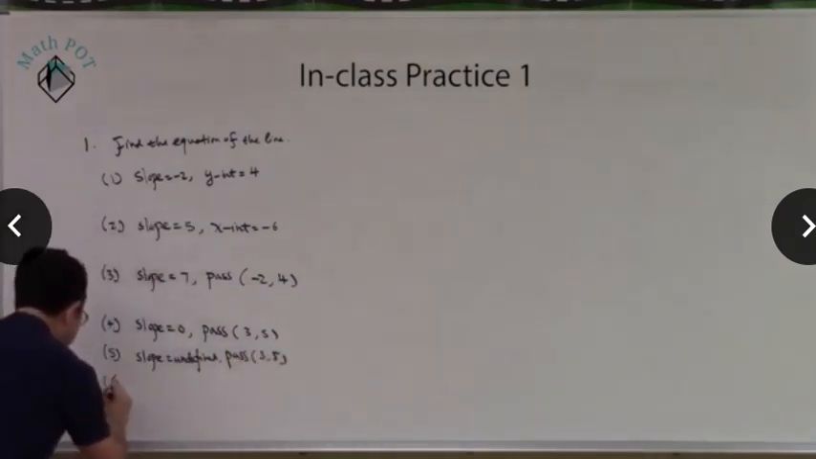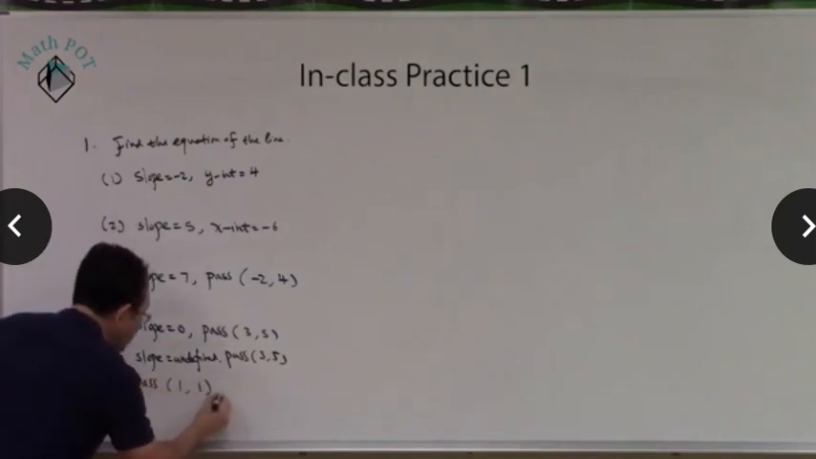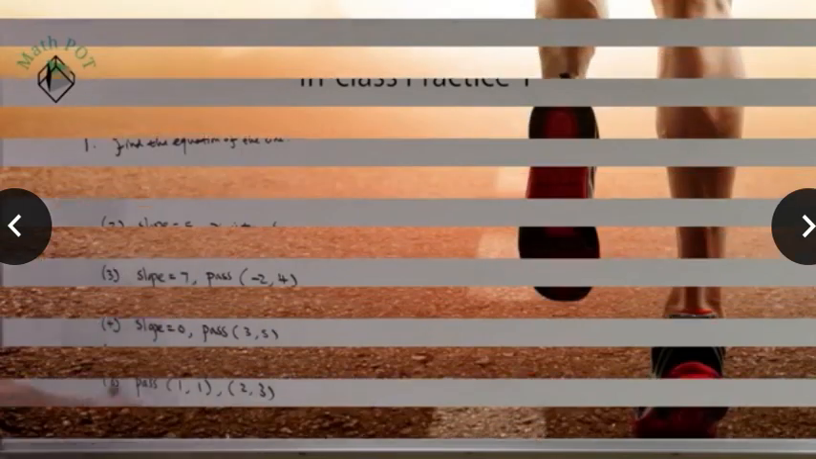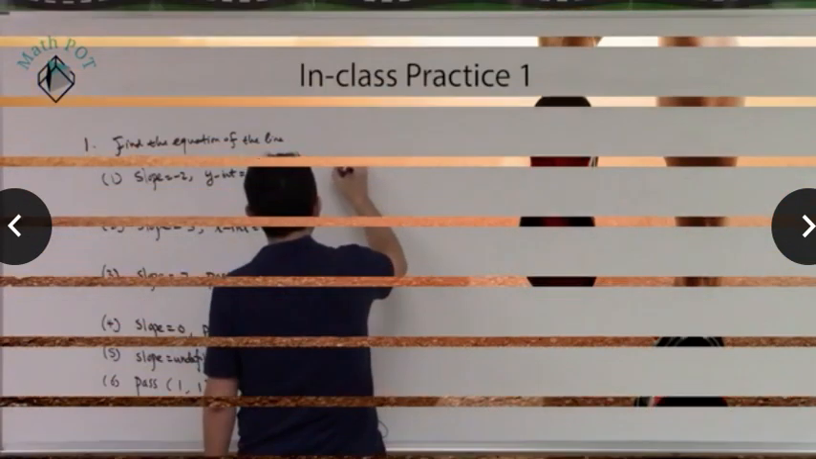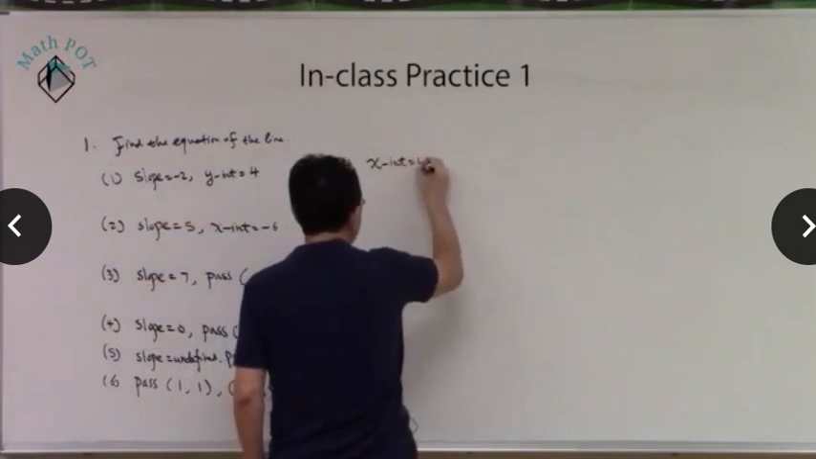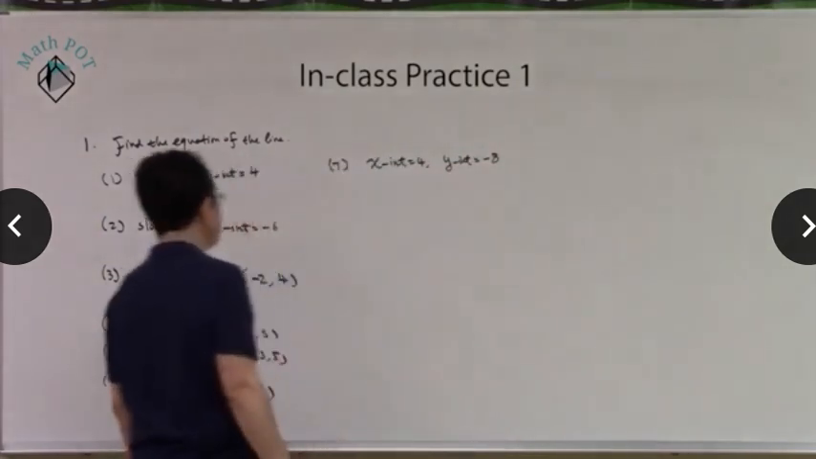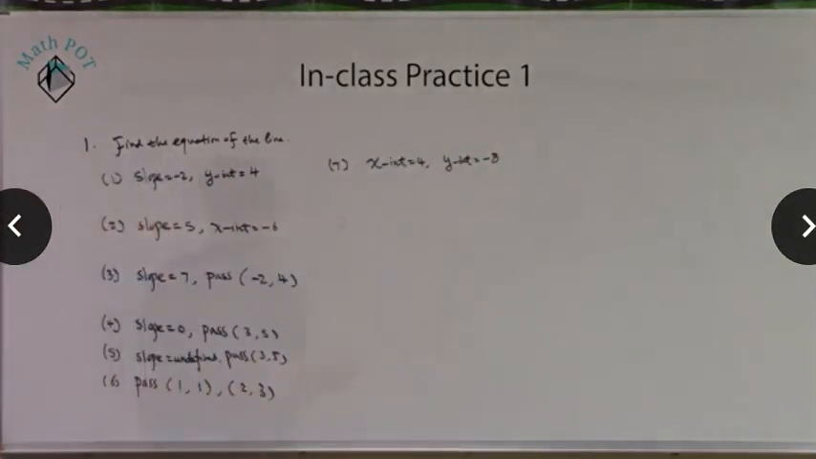Next one, passing through 2 points. One is 1, 1, another one is 2, 3. Continue, problem 7. Given x-intercept is 4, y-intercept is -8. Try to figure out the equation of the line.